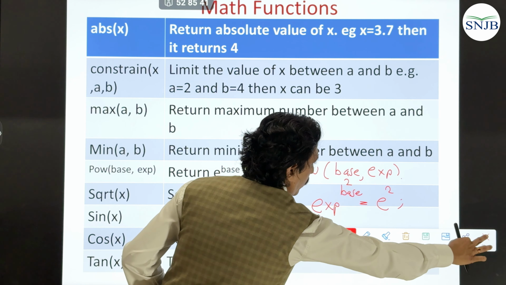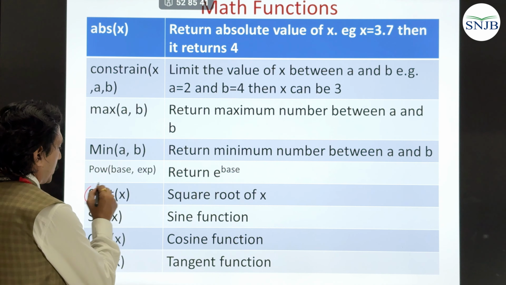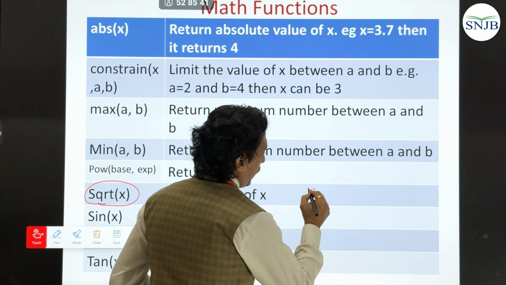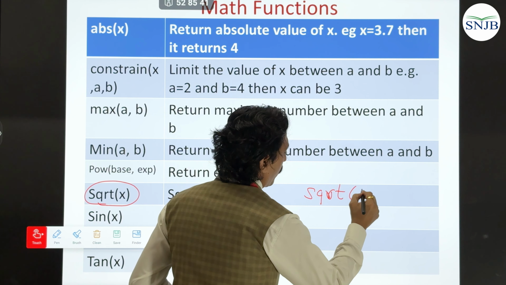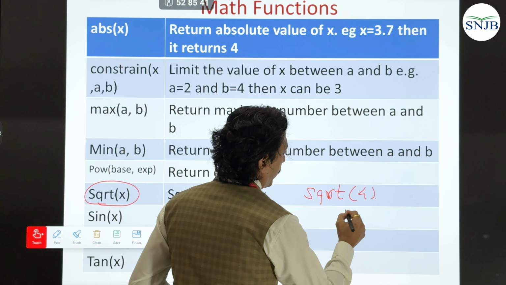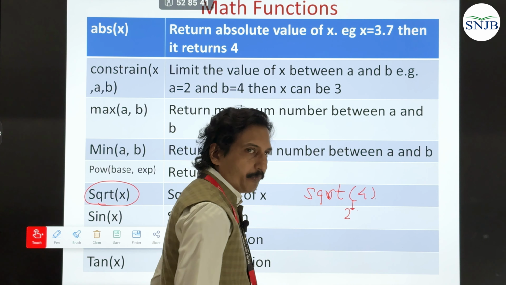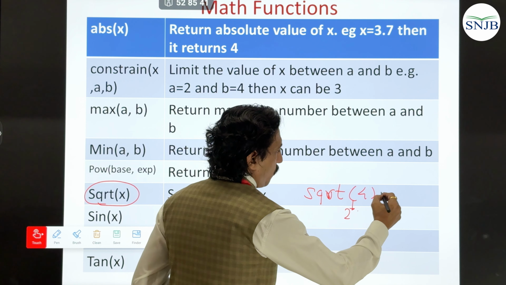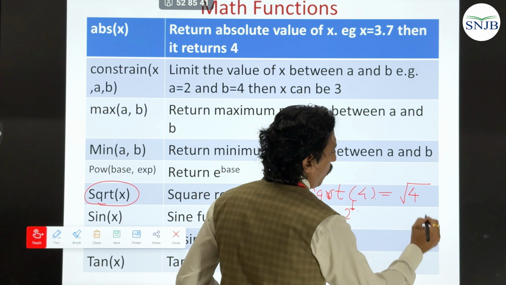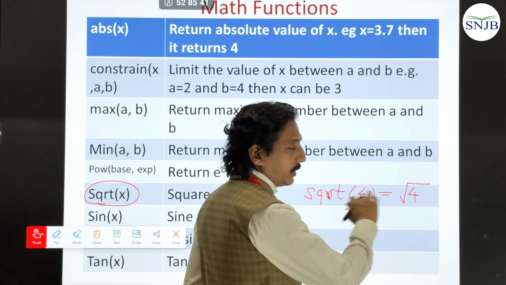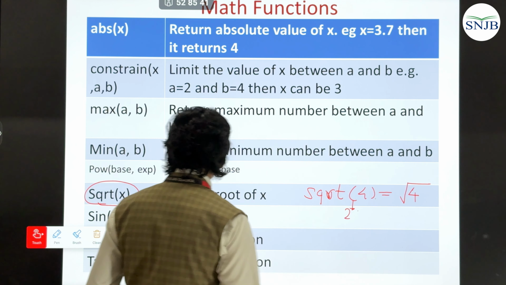Then square root, SQRT, square root of 4, for example. So it gives us the value 2. So square root is performing the operation under root of 4, for example, under root of 4. So it gives us a value 2, square root.